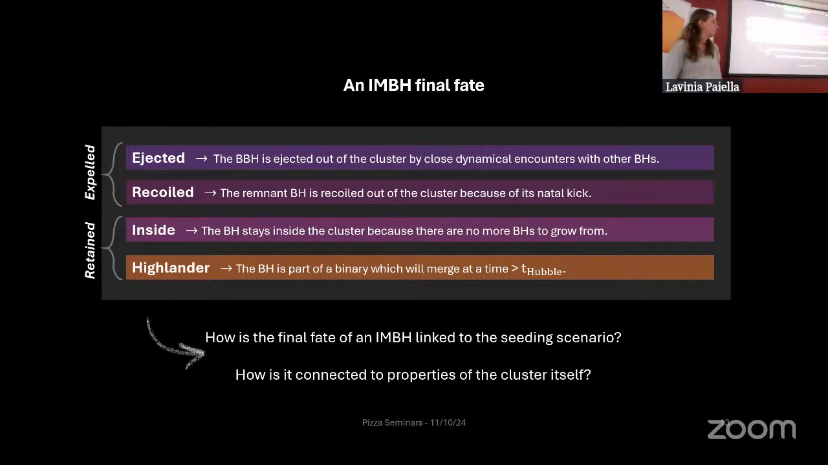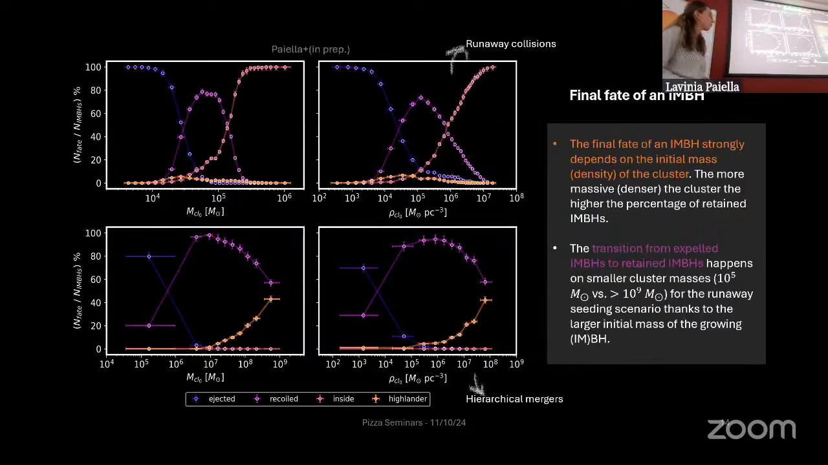Okay, so the first question we wanted to answer was how is this final fate of an IMBH linked to the seeding scenario, and how is it linked to the properties of the cluster? And so here you can see some plots. The top row refers to IMBHs formed through runaway collisions, and the second plot refers to hierarchical mergers. The different colors refer to the different fates that I was introducing to you. And you can see that there is a strong dependence, of course, of the final fate of an IMBH on both the mass and the density of the cluster. Density basically encodes the information also on the radius.